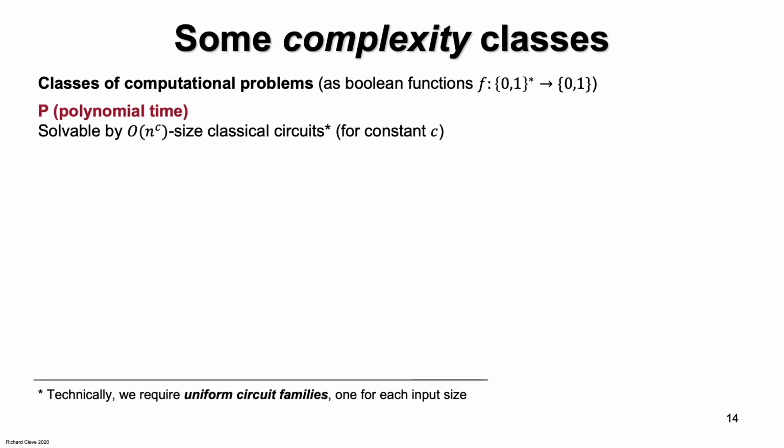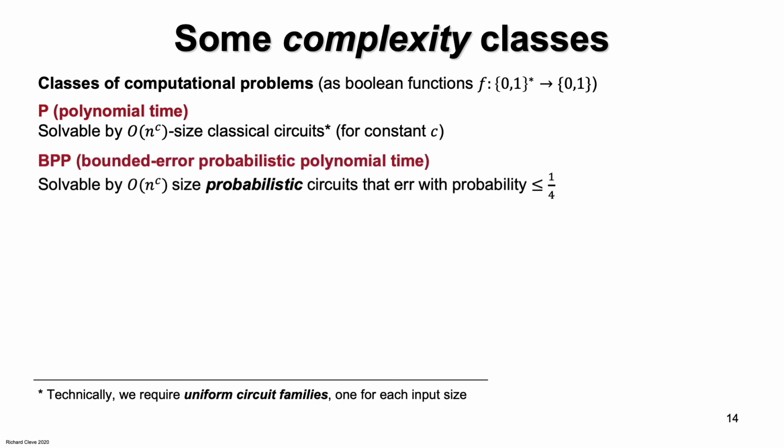The complexity class P, standing for polynomial time, consists of all computational problems that are solvable in polynomial time, which translates into our circuit formalism as polynomial-sized circuits. By polynomial, I mean bounded by a polynomial of the input size n. The class BPP, standing for bounded error probabilistic polynomial time, is the analog of P for probabilistic algorithms. It's usually defined in terms of error probability being bounded by some constant below 1/2, such as 1/4.